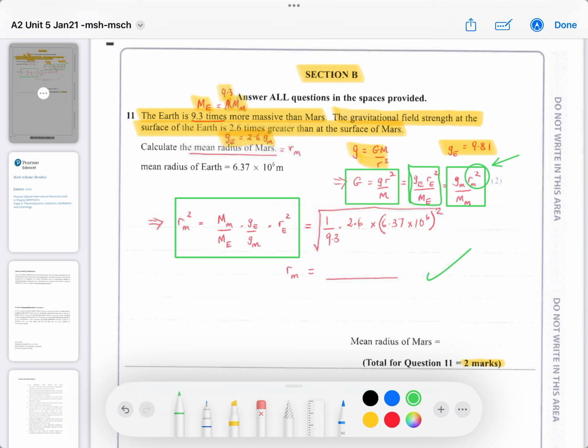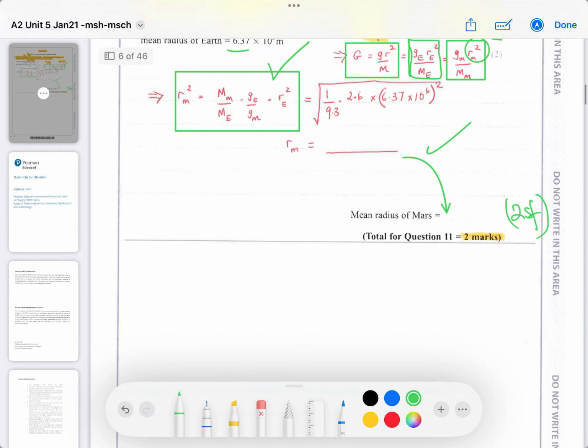Okay, so one mark for working out this, and one for putting the answer with the correct units, and then putting the answer in there to the correct number of significant figures. Over here they've given you 3 significant figures, but the ratios are given to 2 significant figures, so I would put 2 significant figures here. Now let's look at the mark scheme to see what the answer comes out to.